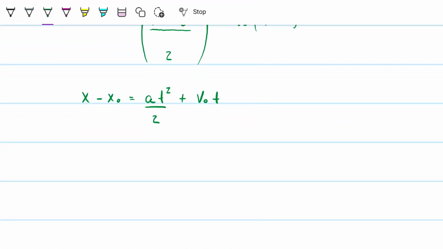The only thing that I'm missing is just to rearrange this equation and sum x naught on both sides. So I'm going to have x equals x naught, plus my v naught times t plus my acceleration times t squared over 2. And that is exactly the equation we were trying to derive.